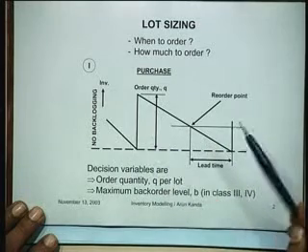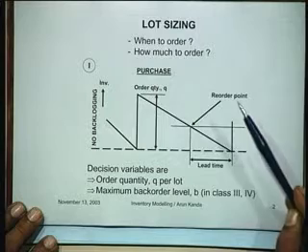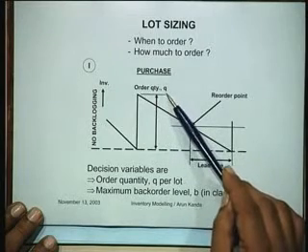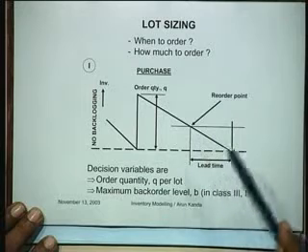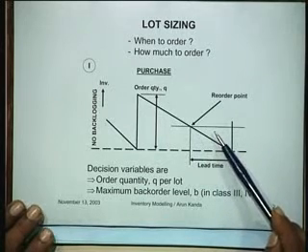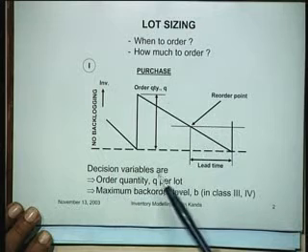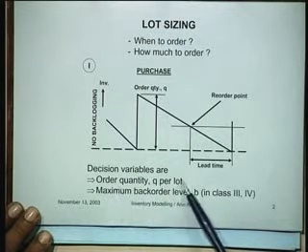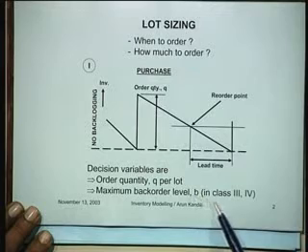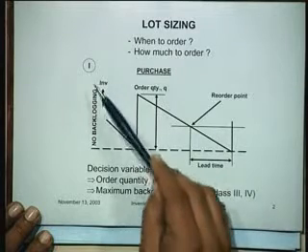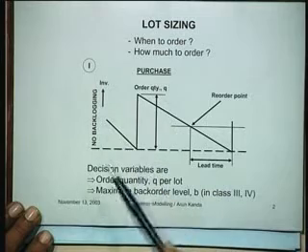And what are our decisions? Our decisions in the purchase situation are to identify what should be the order quantity Q such that the total cost is minimized. In a general sense, the decision variables are the order quantity Q per lot and also the maximum back order level B, which we will consider in classes 3 and 4. This is the first case, when we are not allowing any back orders to take place.